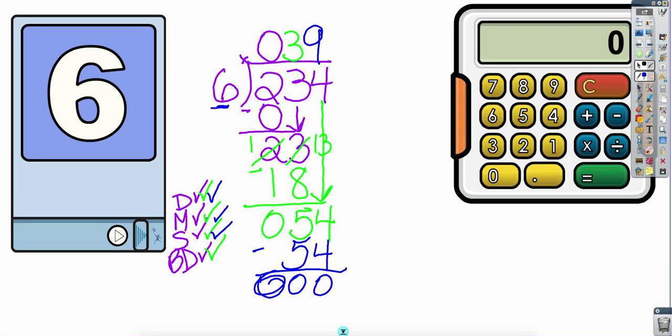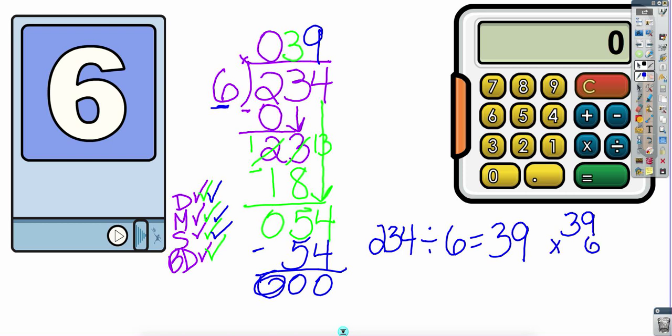So 234, this is my division equation. 234 divided by 6 equals 39. Okay, and I check it. I know I have a calculator here, but on your test, you won't have a calculator. You would have to do 39 times 6, and hopefully it will give you your dividend of 234. If it doesn't, then we made an error in our division or in our subtraction or in our multiplication. One of these steps is not accurate.